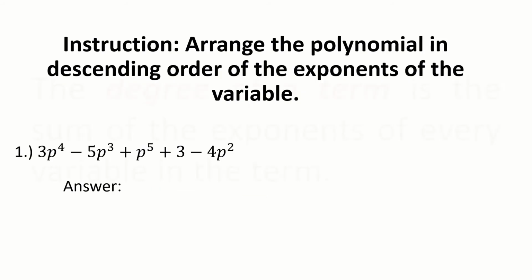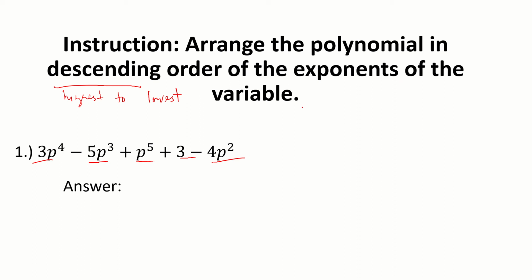Now, if we know already the degree of one term, so if we do it one term at a time, we can already arrange the polynomial whether it's in descending or ascending order. So when we say descending, from highest to lowest. So here, we're given with 1, 2, 3, 4, 5 terms. And we have to arrange them in descending order. So just remember, when you are asked to arrange it in descending order, you will just base it from the degree of each term.